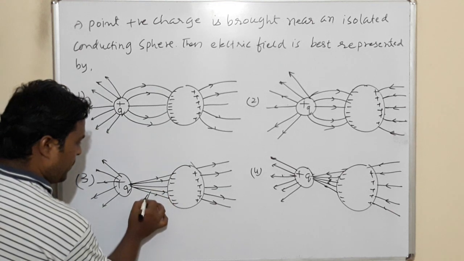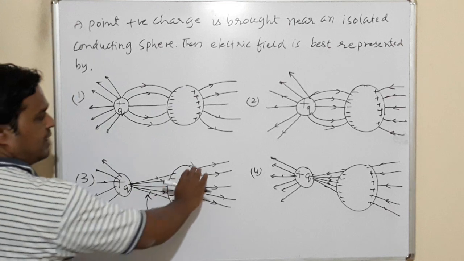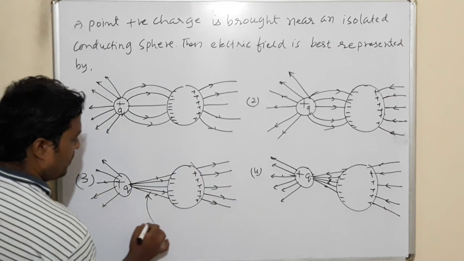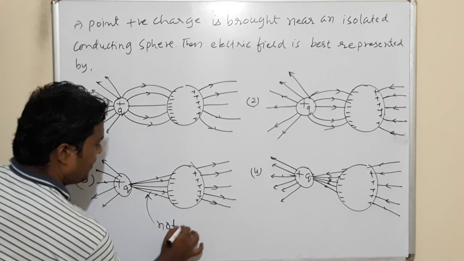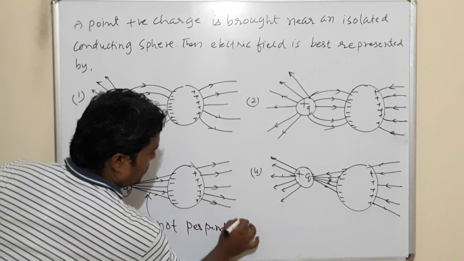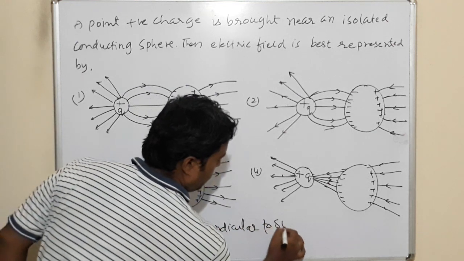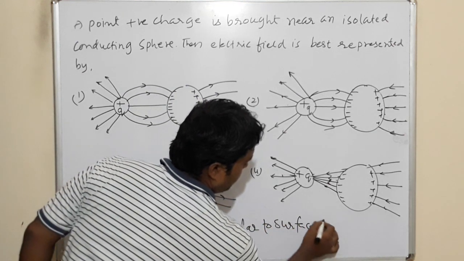With respect to the first property, these lines are correct. Second property: originating from the positive charge, terminating at the negative charge. But these lines are not perpendicular to the surface of the conductor.